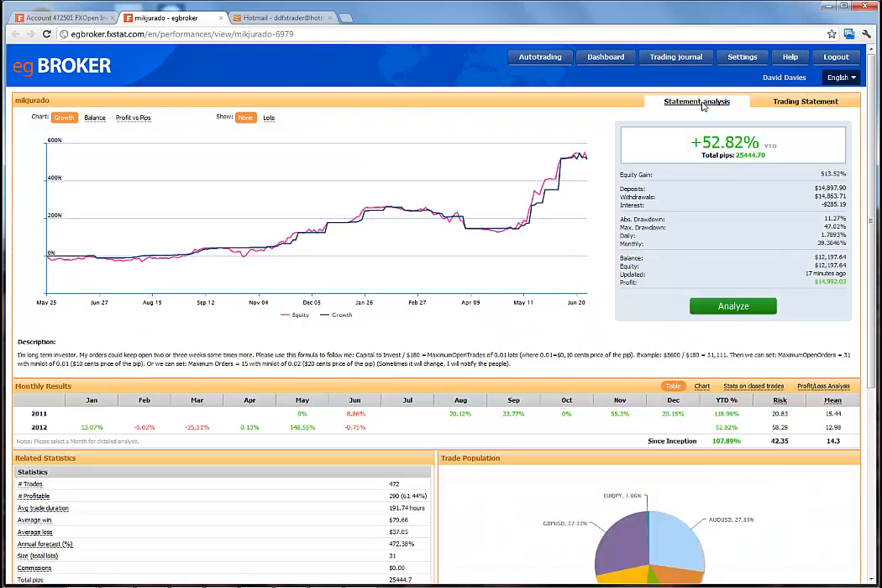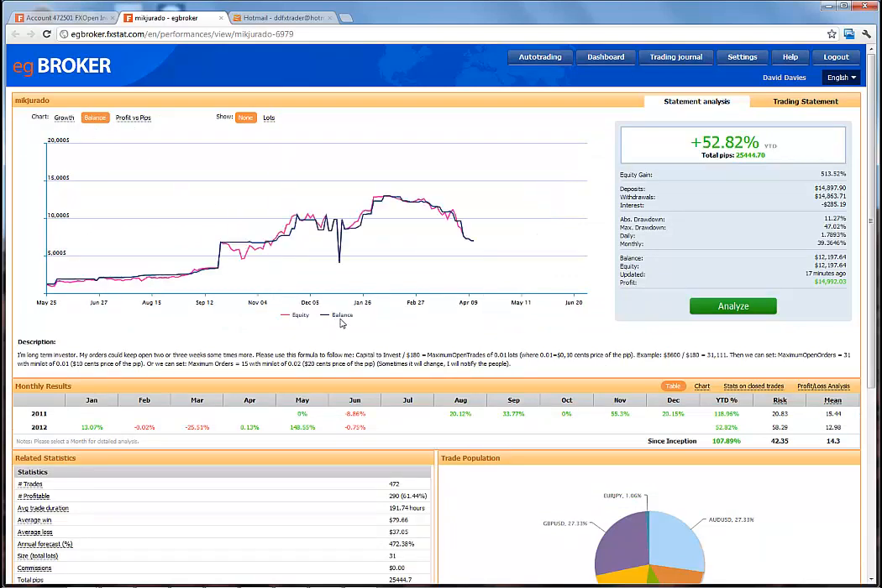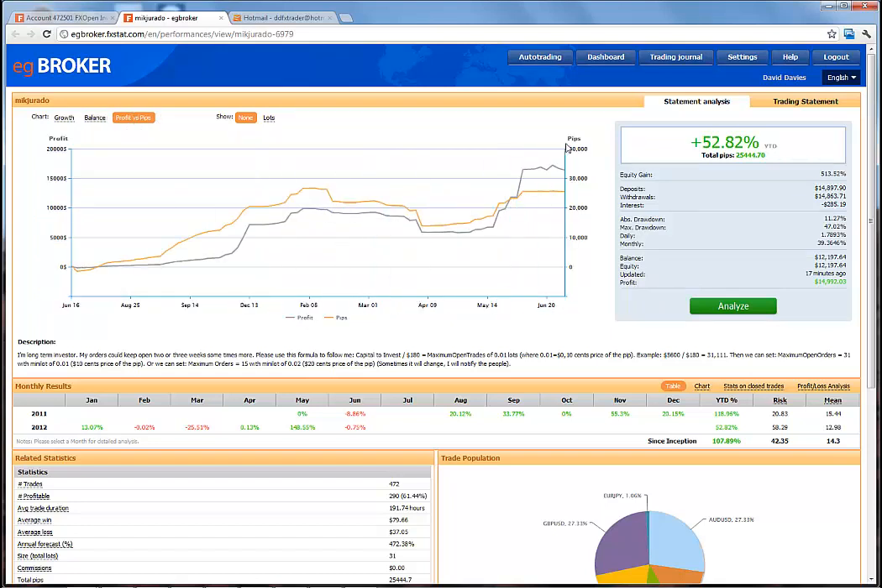Clicking on Statement Analysis shows you a growth chart, a balance and equity chart, and a profit versus pips chart. On the right hand side, we can see deposits that have been deposited into this account, the withdrawals, the balance, and the equity position as well.